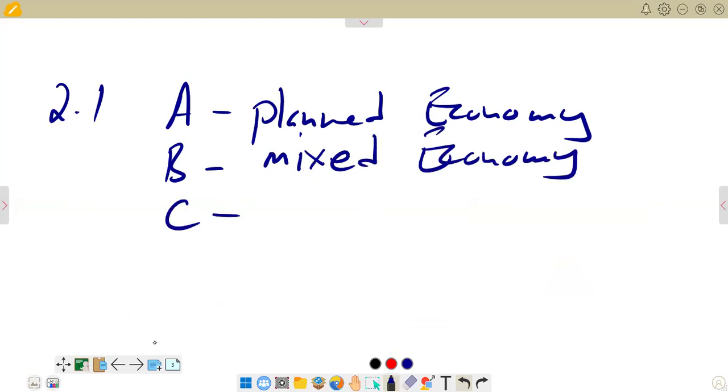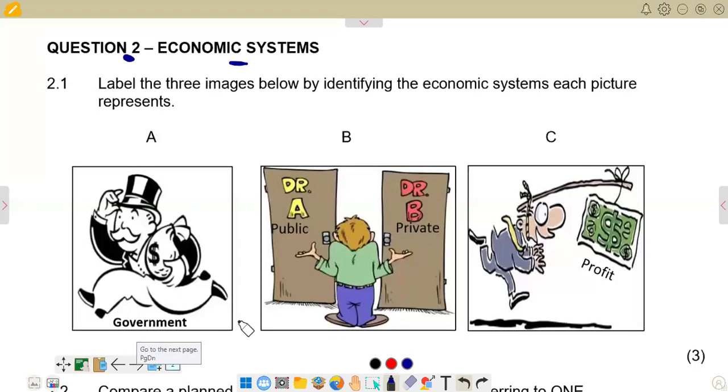Then we go to C. On C, we are given a picture with a cartoon holding something that is represented as money and is labeled profit. Which means profit is the main objective in this economic system.